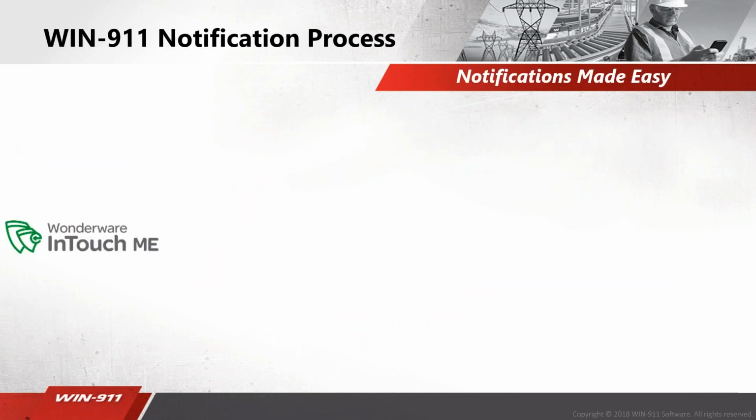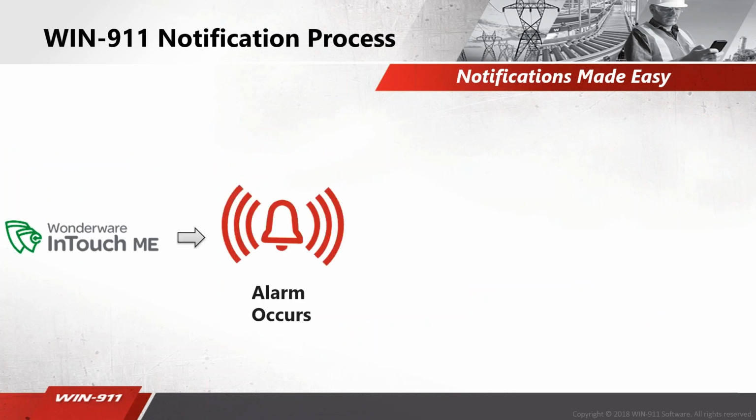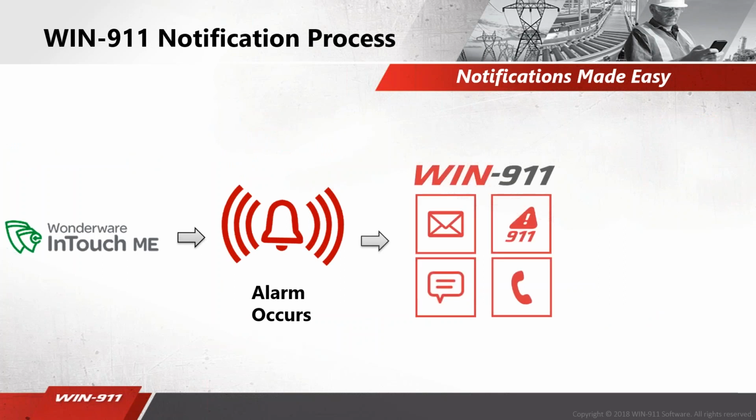With WIN-911, we've taken that entire process and automated it, or allow you to automate it through our configuration. So now when an alarm occurs, it goes into WIN-911. WIN-911 handles all of those details for you, and makes sure we notify the right person at the right time, or the right person as quickly as possible, to make sure your issue is resolved.